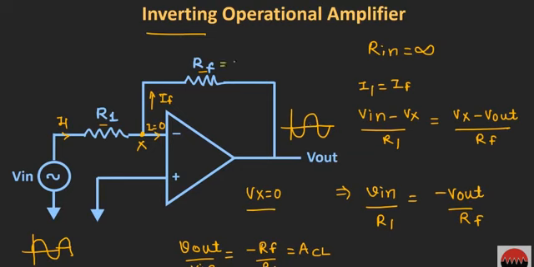So let's say Rf is equal to 2 kilo ohm and R1 is equal to 1 kilo ohm, then the gain of the op-amp will be equal to 2. And suppose we apply a 1 volt signal, then at the output we will get a 2 volt signal, which is 180 degrees out of phase with respect to the 1 volt signal. So in this way, by controlling the value of Rf and R1, we can control the gain of this op-amp, and we can use this op-amp as an amplifier.